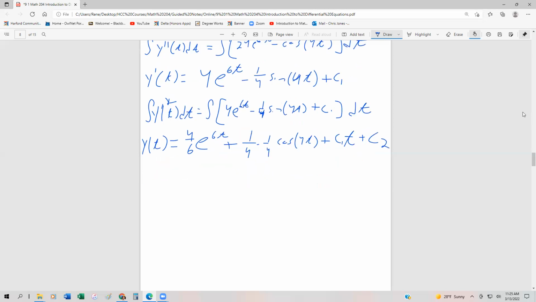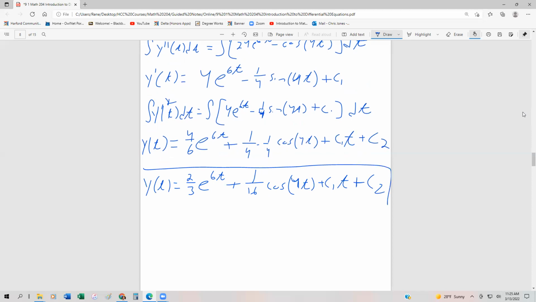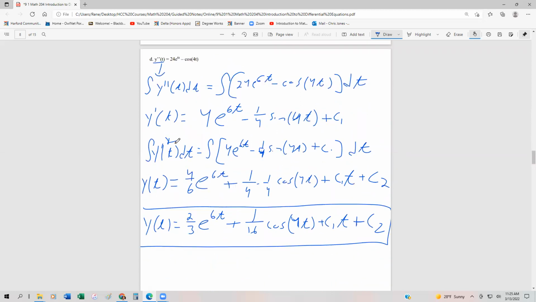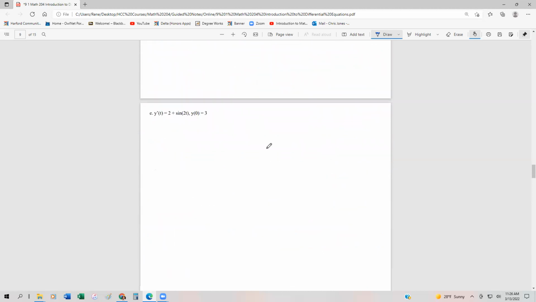And so the most simplistic we can make this is going to be 2/3 e to the 6t plus 1/16 cos of 4t plus C1t plus C2. And so that is going to be the solution to our second order differential, this guy right here. So basically we just do what we did in the previous videos, we just do it twice to solve a second order.